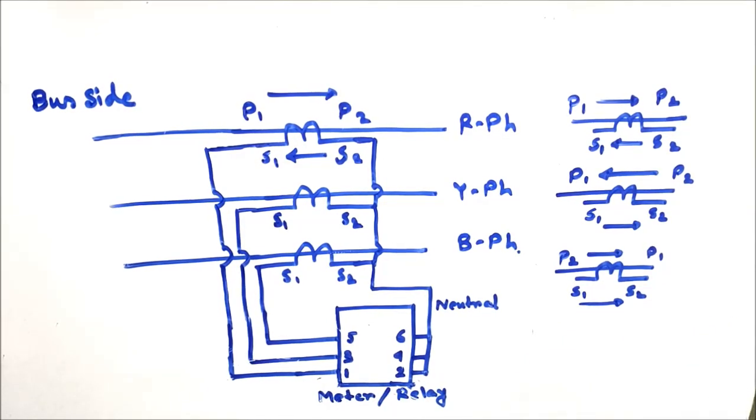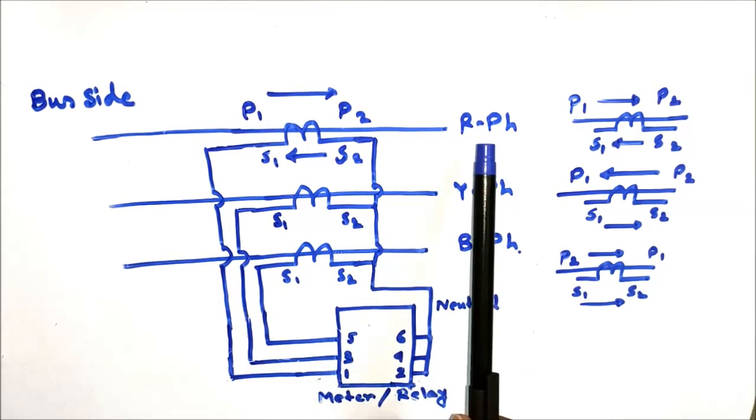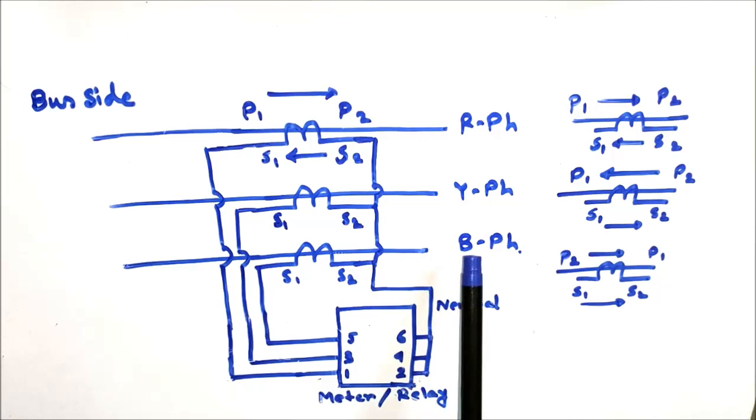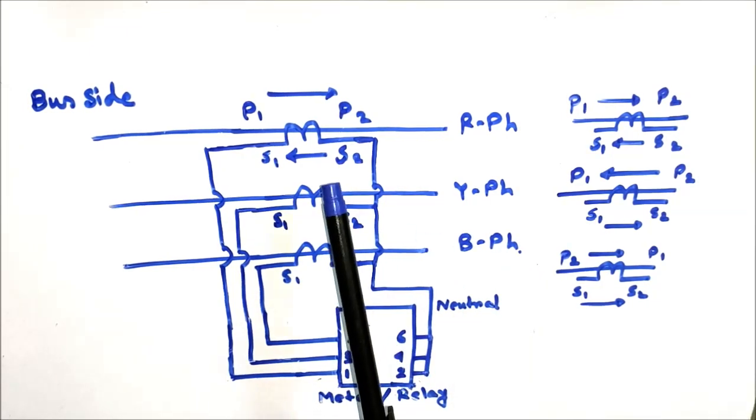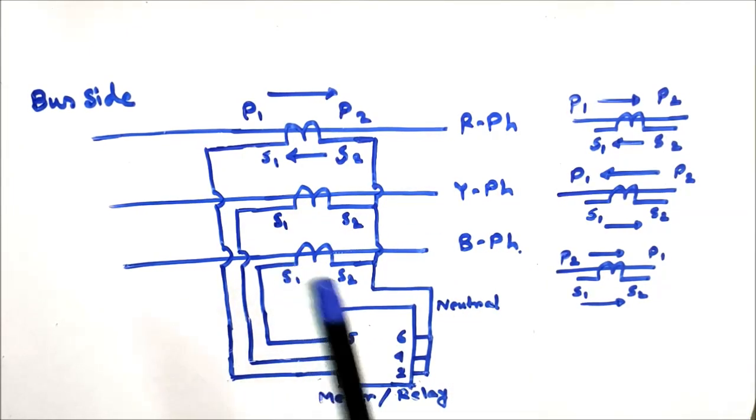Now, what is neutral current and how is the neutral formed? So this is the red phase, yellow phase and blue phase. It may be either a transformer CT or a load feeder CT.